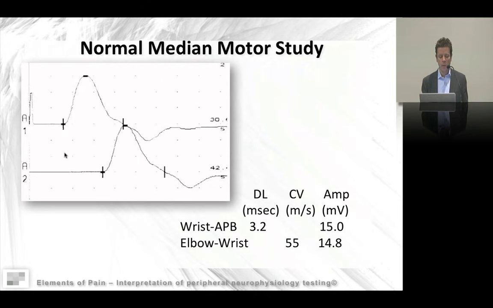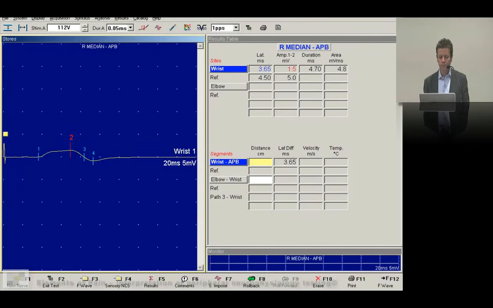And then by determining this latency between the distal motor latency and the more proximal motor latency, divided into the distance, gives us a conduction velocity, which in this example is completely normal. Anything above 48 meters per second is normal.